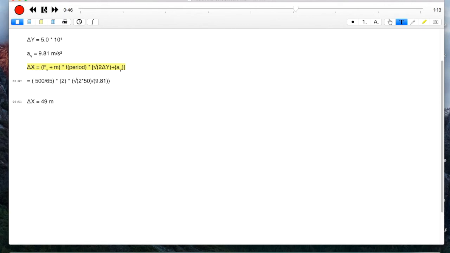And from this, we're going to find out that delta x is indeed roughly 49 meters. So what that tells us about our problem is that the battle droid fell 49 meters, or landed 49 meters away from the table.